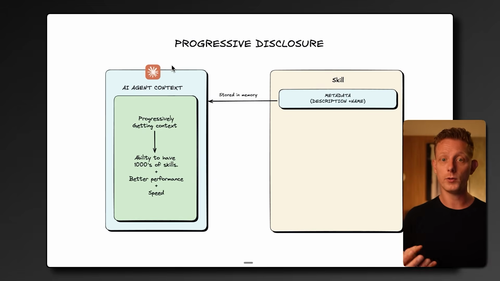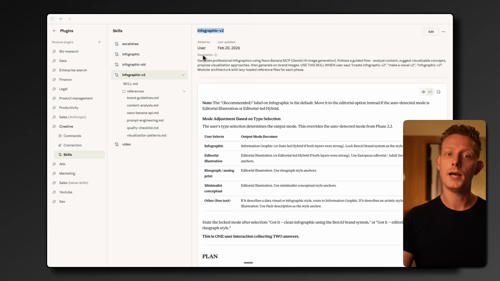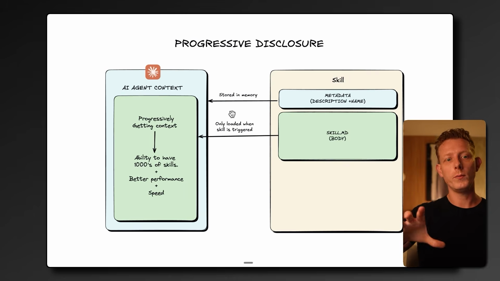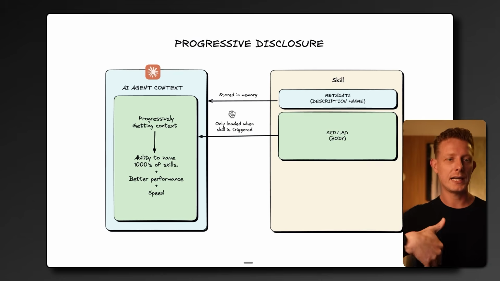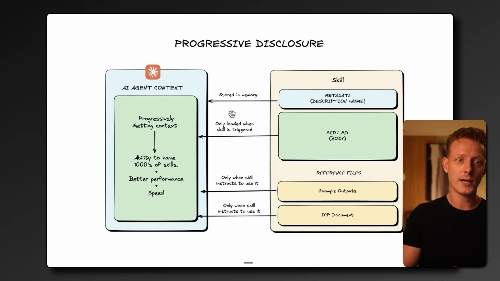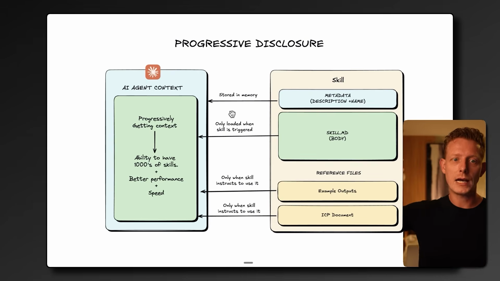Basically, when we create or upload a new skill and give it to our AI agent in Claude Cowork or Code, only the metadata, which is the description and the name, are stored in the agent memory. In my infographic skill, this is the name and this is the description. And this is how your agent knows when to trigger or use a specific skill. Then only when the skill is triggered, the skill.md, or the process, will be loaded into the context window of the agent to understand how to execute on this specific process. And only when the skill instructs to use a reference file, it loads the reference file into the context window. Because of this progressive disclosure of context, we can give one agent access to thousands of potential skills.